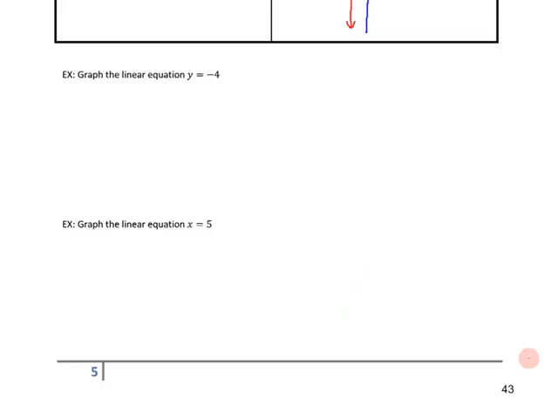I've already done a couple examples of these, but let me do these real quick. I think they're pretty simple. You start with your Cartesian coordinate system and want to graph y equals -4. Remember, y equals a number means it's horizontal, so that's going to be a horizontal line with y-intercept -4. So 1, 2, 3, 4. It's the line that crosses right there.